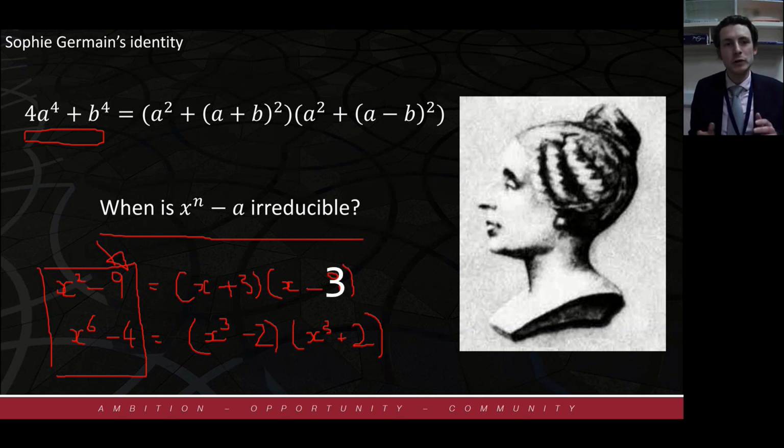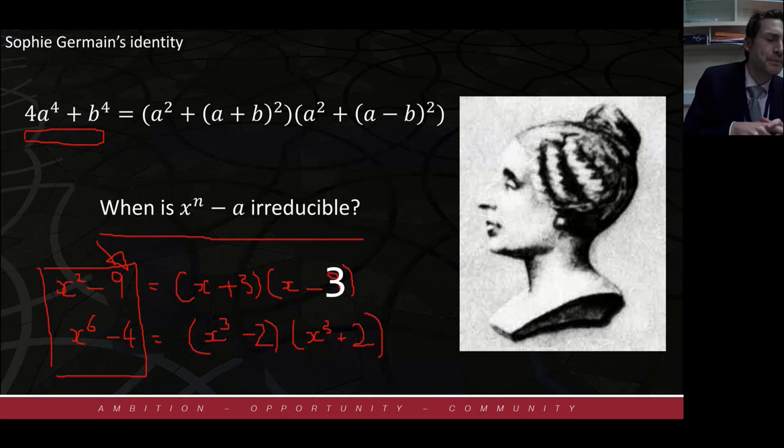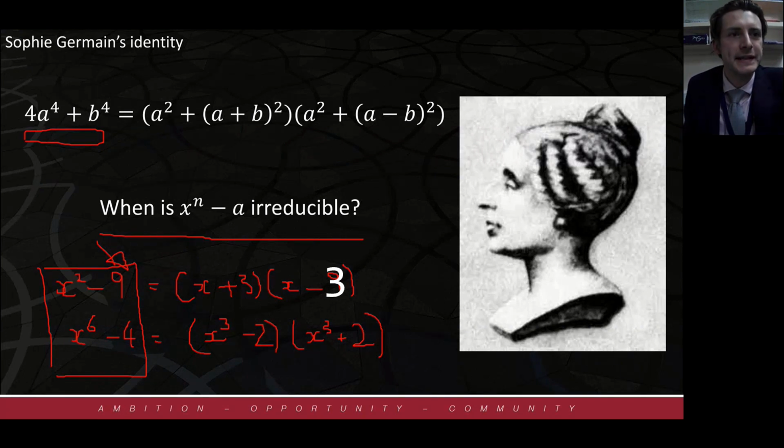So Sophie Germain did a whole lot of work in number theory. She actually had a decent crack at proving Fermat's last theorem as well. But one of the things that she's got her name attached to now is this identity, because it tells us something about when these kind of expressions are irreducible and when they're not.